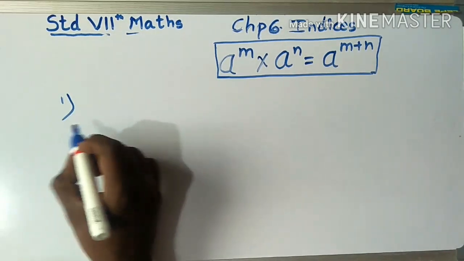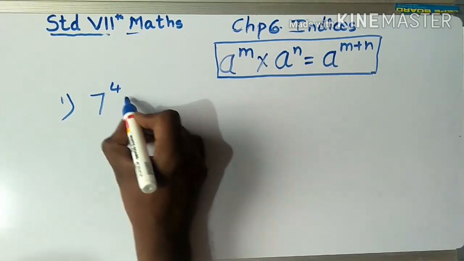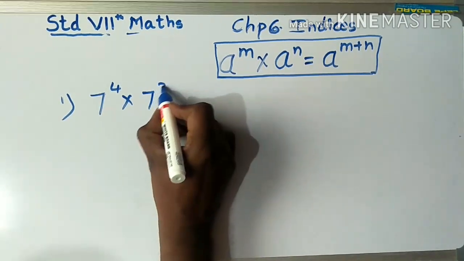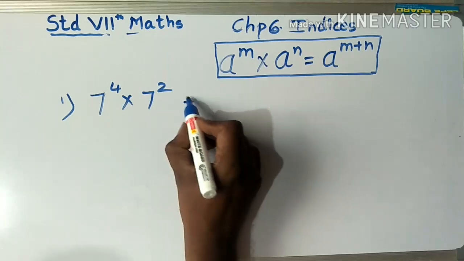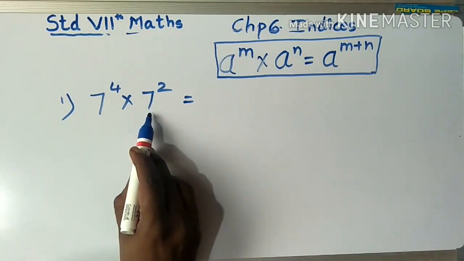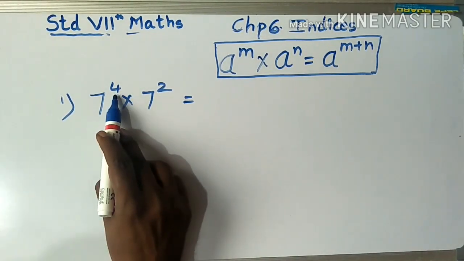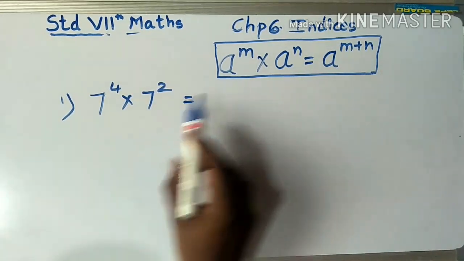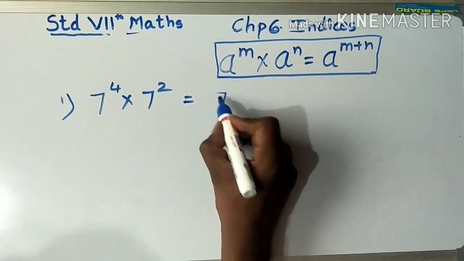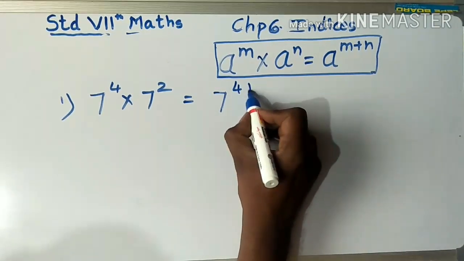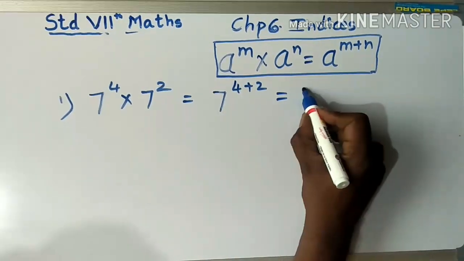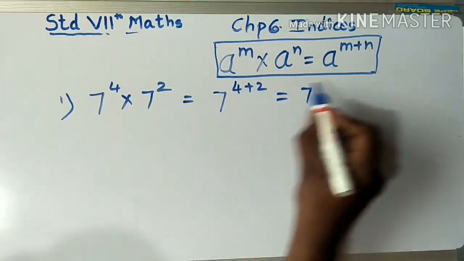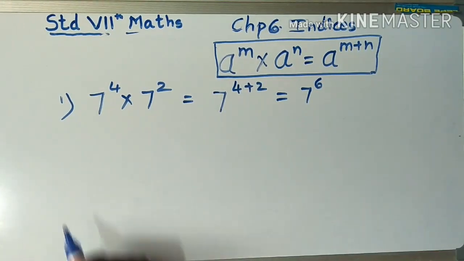The first question given is 7 raised to 4 into 7 raised to 2. Now how will you solve this? 7 is the base for both and 4 and 2 are the index. According to this formula, the bases are common, so you will write 7 raised to 4 plus 2, that is equal to 7 raised to 6.